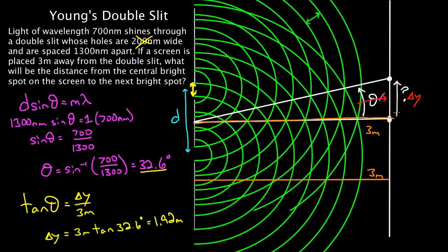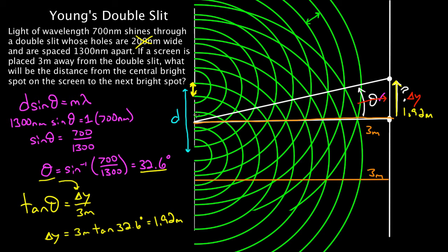From here, center point, to the next bright spot is 1.92 meters. That's how you solve this problem. You've got to use a little trigonometry. Once you get your angle, you've got to relate it to a distance vertically on the screen, and this is a common problem using Young's double slit. I will say one more thing.